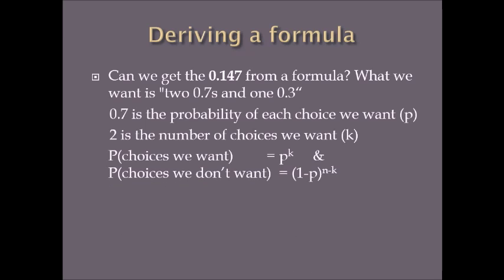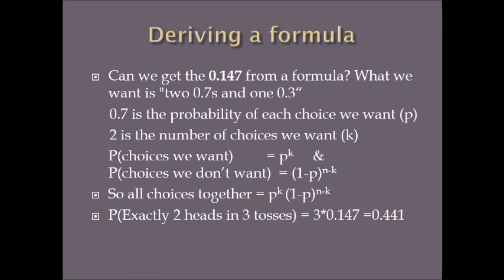So the probability of choices we want is p raised to the power k, and the probability of choices we don't want is 1 minus p raised to the power n minus k. So all choices together are p raised to the power k into 1 minus p raised to the power n minus k. So the probability of exactly 2 heads in 3 tosses is given by 3 into 0.147, where 3 is all the possible choices for exactly 2 heads and 0.147 is the probability of each 2 head case. So in total the probability will be 0.441.